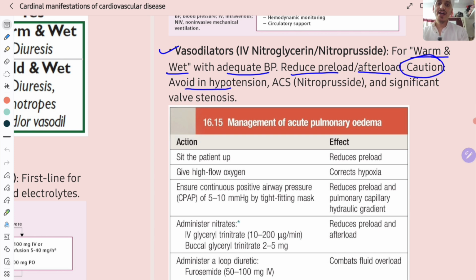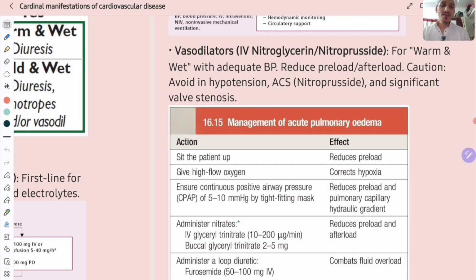They should be avoided in hypotension. And in acute coronary syndrome, nitroprusside should be avoided. Nitrates you can give. And in significant valvular stenosis also, you should avoid vasodilators. Okay. So in hypotension and in significant valvular stenosis, you should avoid vasodilators.